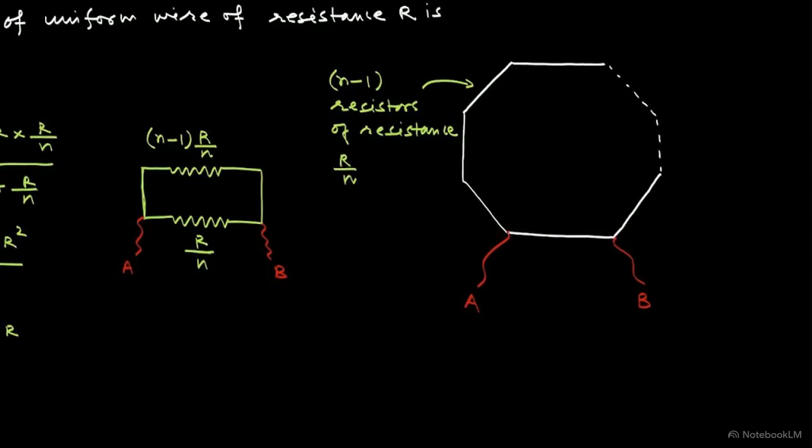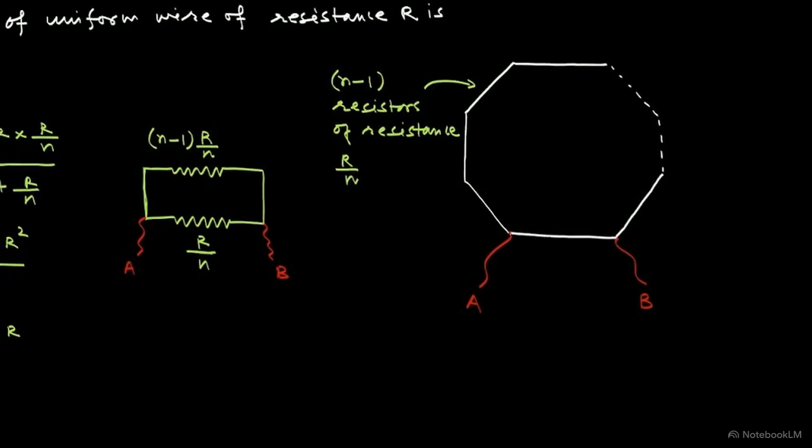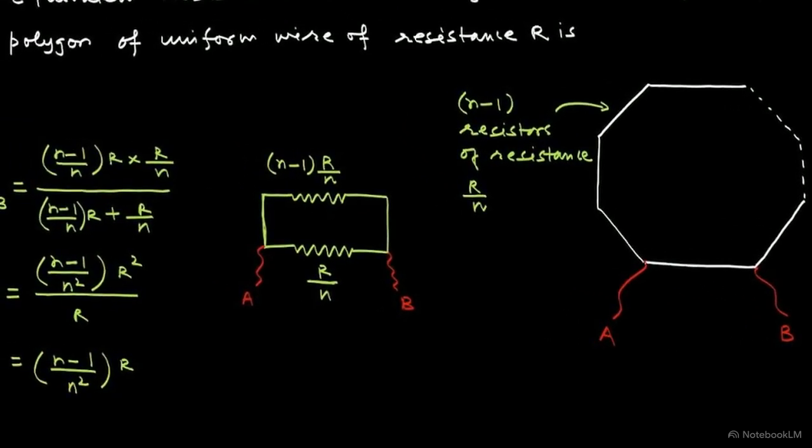Consider a uniform wire of resistance R bent into an n-sided polygon. We want the resistance between adjacent corners A and B. Resistance divides equally, one R over N segment between the corners and N-1 segments remaining. This redraws as a standard two-branch parallel circuit.